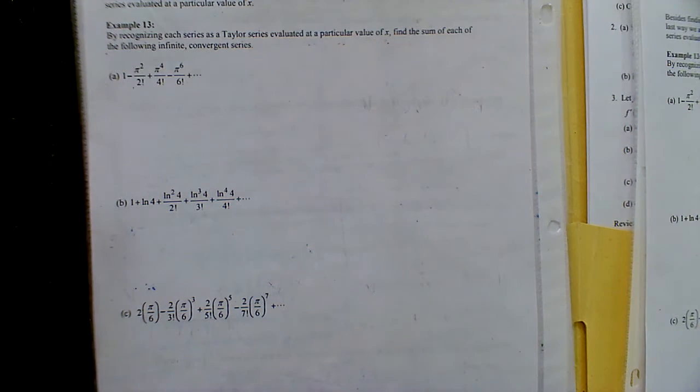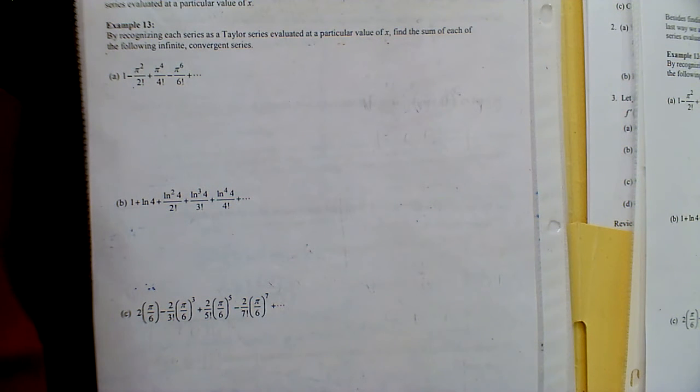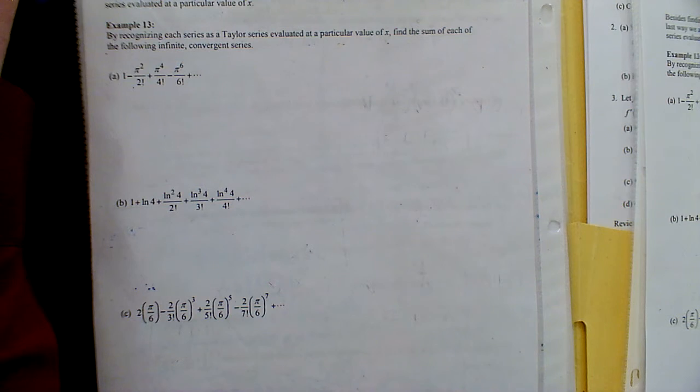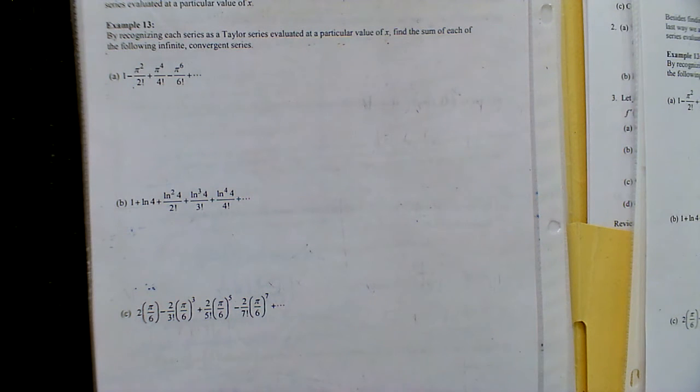So it says, besides finding the sum of an infinite convergent geometric series and the telescoping series, there's one last way we are expected to find such sums: by recognizing a given infinite convergent series as a Taylor series evaluated at a particular value of x. Again, those are the ones you have on the note cards, the ones we have memorized. By recognizing each series as a Taylor series evaluated at a particular value of x, find the sum of each of the following infinite convergent series.